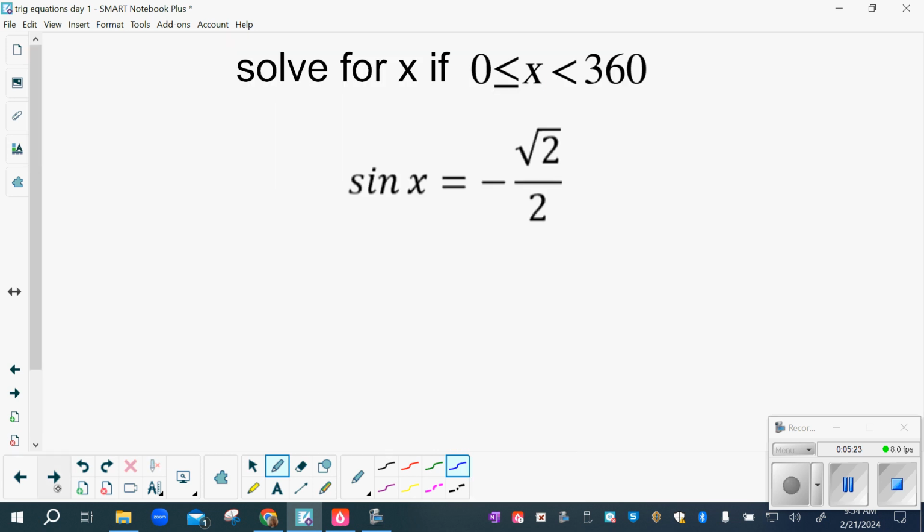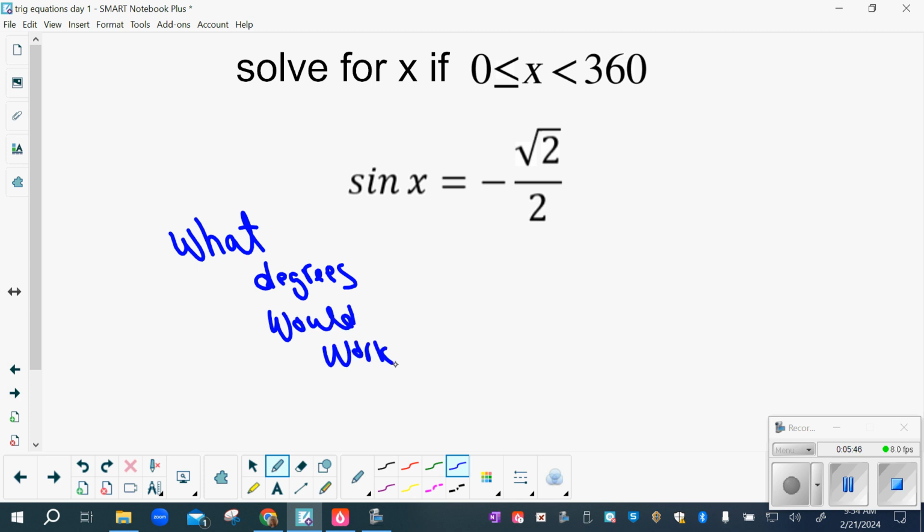So we're going to start at the end and work our way toward the beginning. So here's the first problem we're doing. We are writing it down somewhere. This is a trig equation because it's got a variable and it's got an answer. And what I'm looking for is what degrees would work for x. And you're like, how should I know this? Here's how. You get your unit circle out.